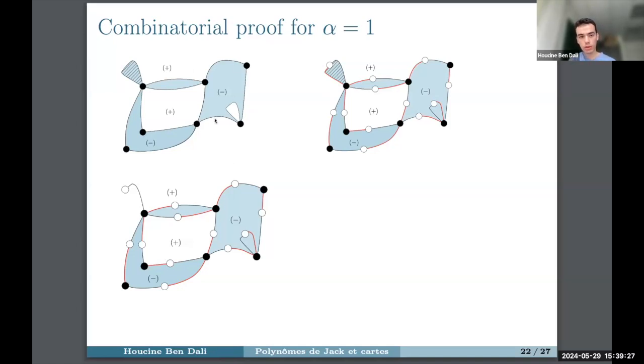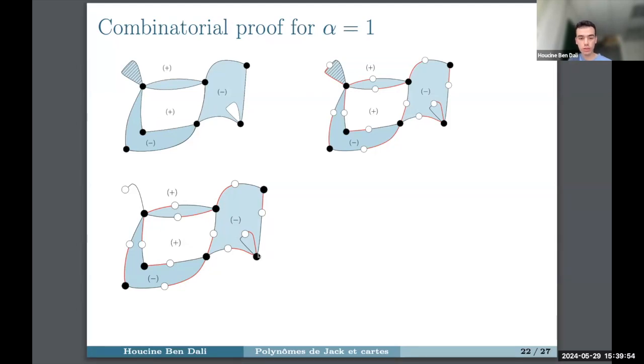So hypermaps with marked faces are in bijection with bipartite maps with colored faces and with some conditions. And the condition is that all white vertices have degree 1 or 2. And the second condition is that white vertices of degree 2 are incident to 2 faces of different colors. So this is a very innocent bijection between the two sets.